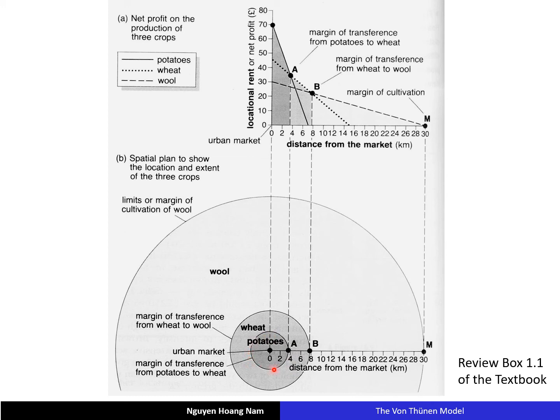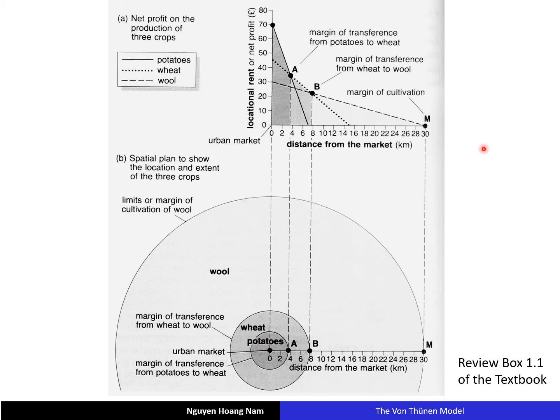This area is for potatoes, let's say. This area is for wheat. This area is for wool. So how do we know the order? How do we know if we want to plant wool here, or we actually want to plant wool here? And how do we know the size of this ring? If potatoes should be like this big or this big, what determines the size of the ring?